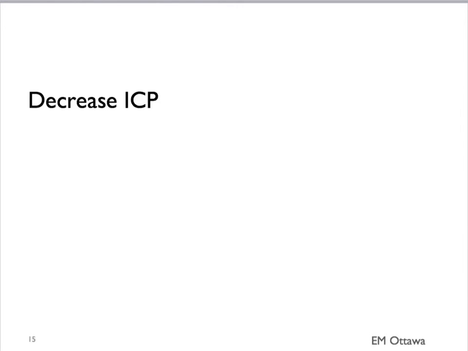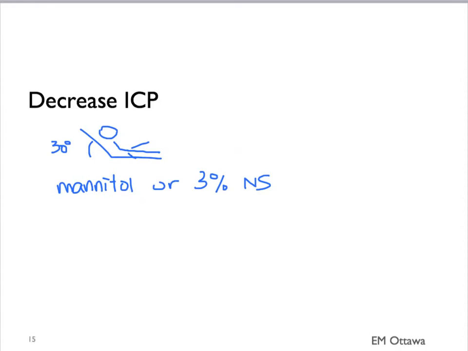To decrease the intracranial pressure, there are a few temporizing measures. It includes elevating the head of the bed to 30 degrees, giving mannitol or hypertonic saline. However, the definitive management for patients with significantly increased ICP is surgical.